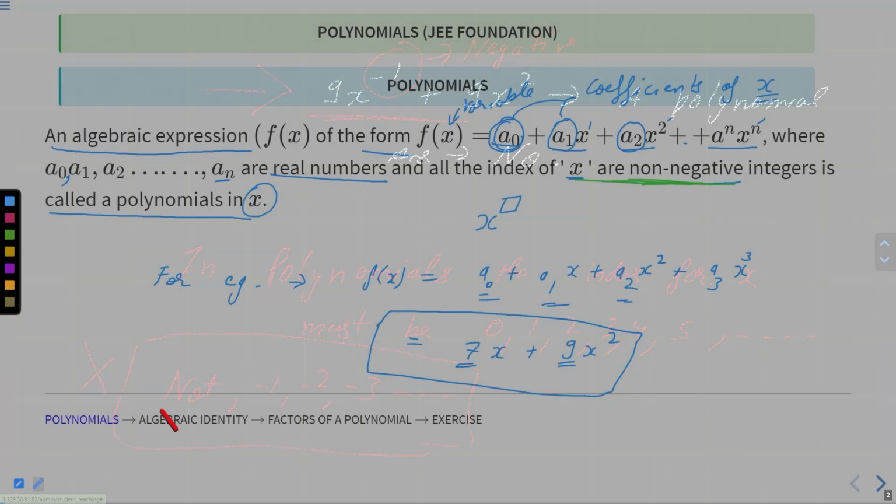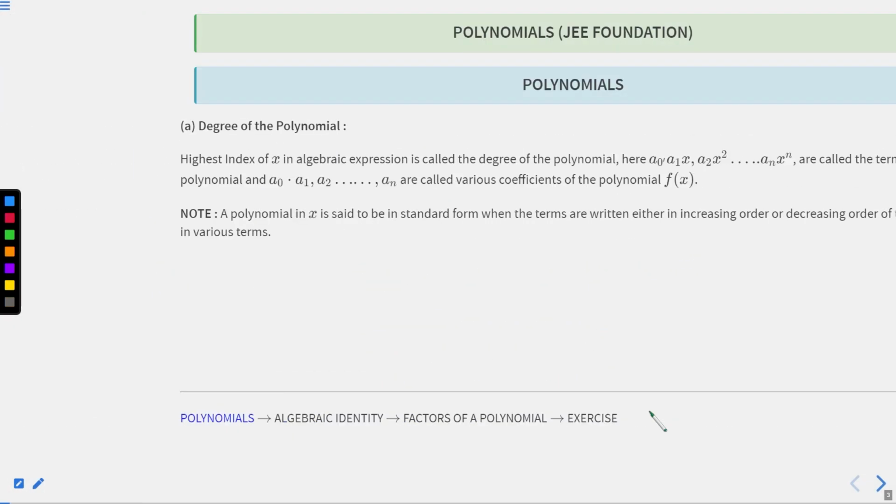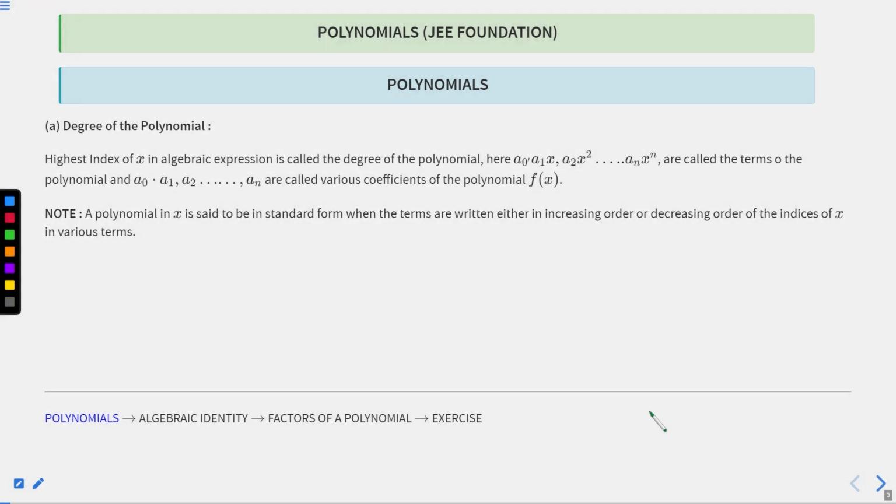Okay, so in this you understood the concept of degree also. Now let's see.